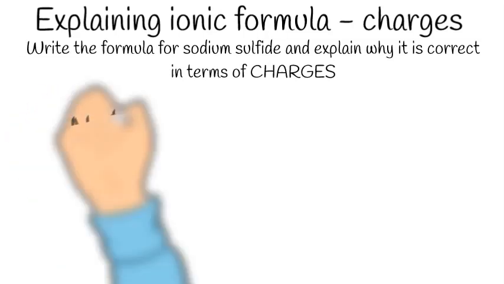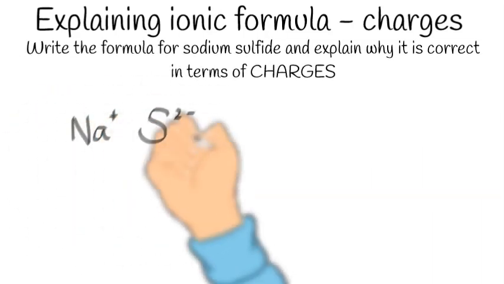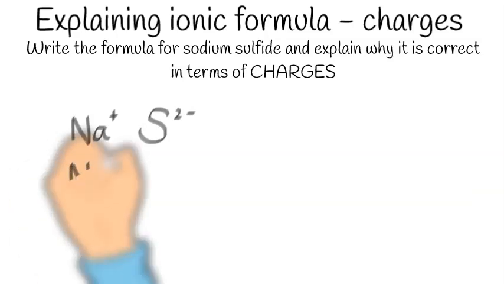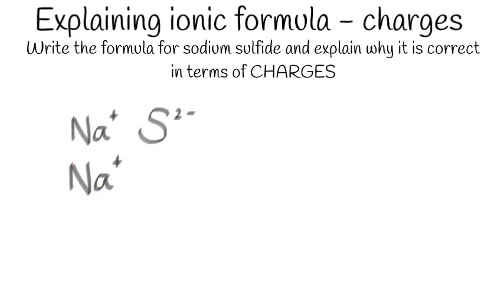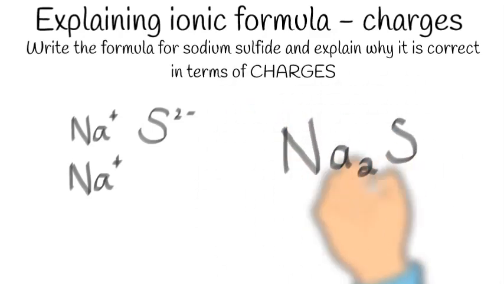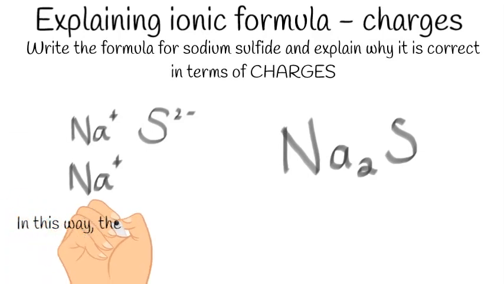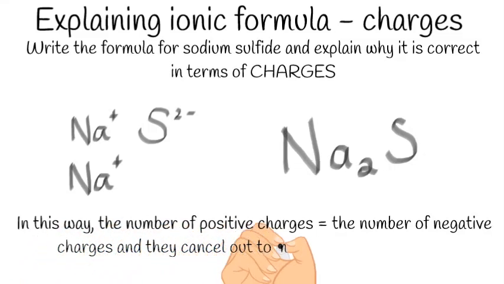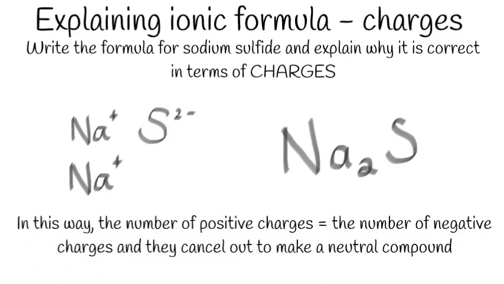So again, we've got Na+ and S2-. We have 1 positive charge from 1 sodium and 2 negative charges from 1 sulfur. So we need another sodium ion to get our 2 positive charges, giving us 2 sodiums to 1 sulfur. This gives us a total number of positive charges as 2 from 2 sodiums and a total number of negative charges as 2 from 1 sulfur, making a neutral compound.